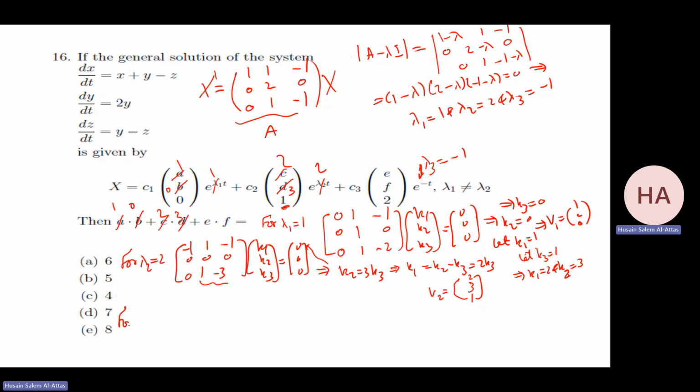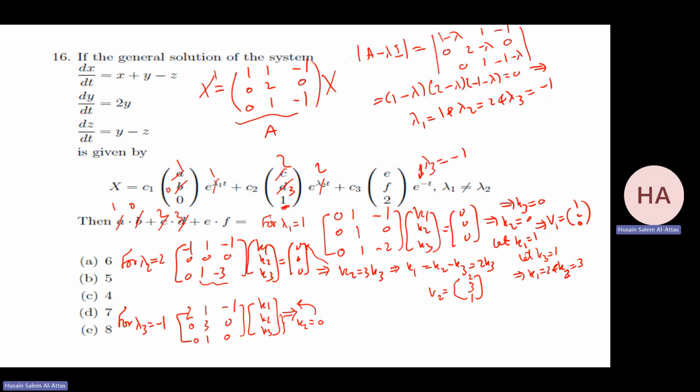Now the last one, for lambda 3 equal minus 1, what do I have? Lambda 3 equal minus 1. 1 minus minus 1, that will be 2. 1 minus 1, 0, 3, 0, 0, 1, 0, times K1, K2, K3. So that implies, from these two, K2 equals 0.